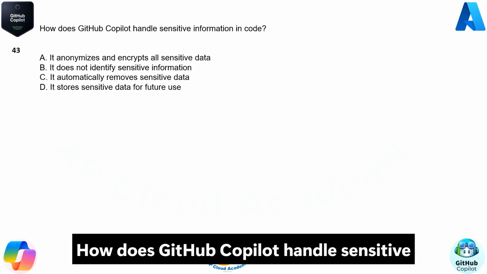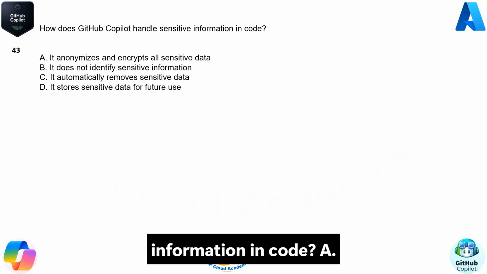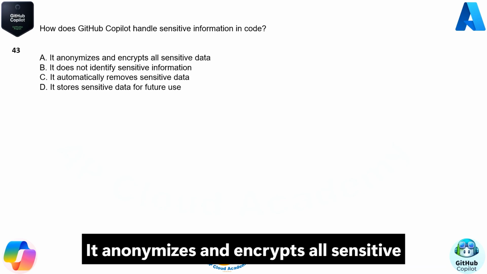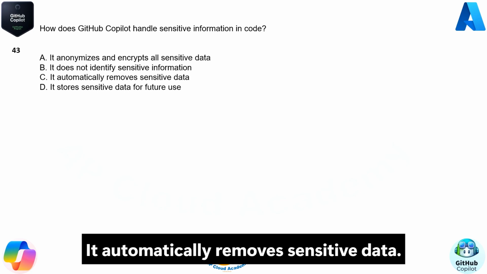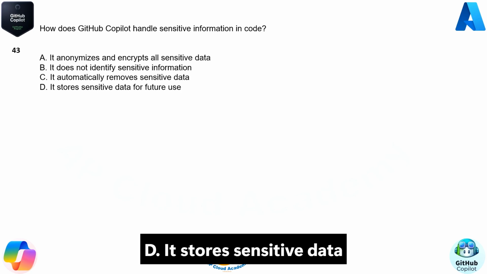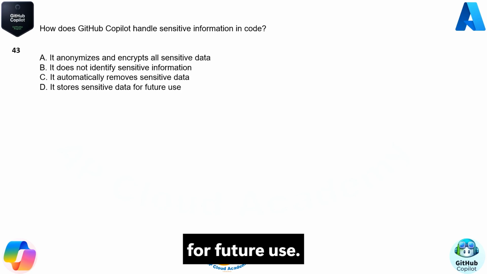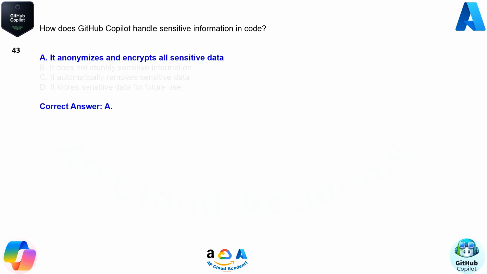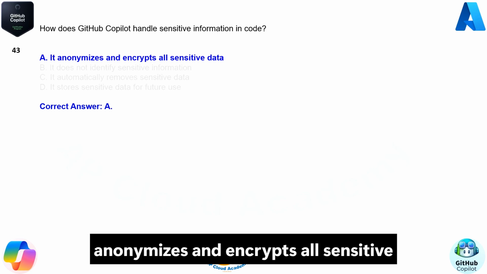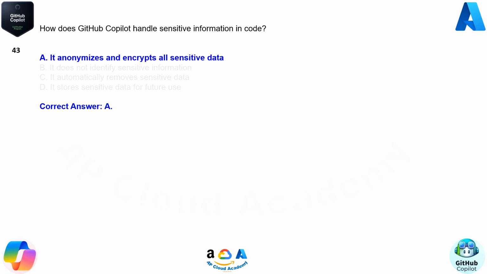How does GitHub Copilot handle sensitive information in code? A. It anonymizes and encrypts all sensitive data. B. It does not identify sensitive information. C. It automatically removes sensitive data. D. It stores sensitive data for future use. Correct answer, A. It anonymizes and encrypts all sensitive data.